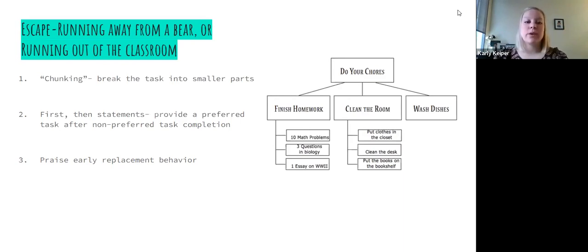We also want to praise the early replacement behavior. You're going to hear me use praise a ton. I think it is a very effective strategy. And oftentimes we don't realize how much we go throughout our life without receiving praise and how much we value it when we receive it. So if you're looking for those replacement behaviors, praising them is a very easy way to not only help your child identify the behavior that they're supposed to be showing, but also to promote it.